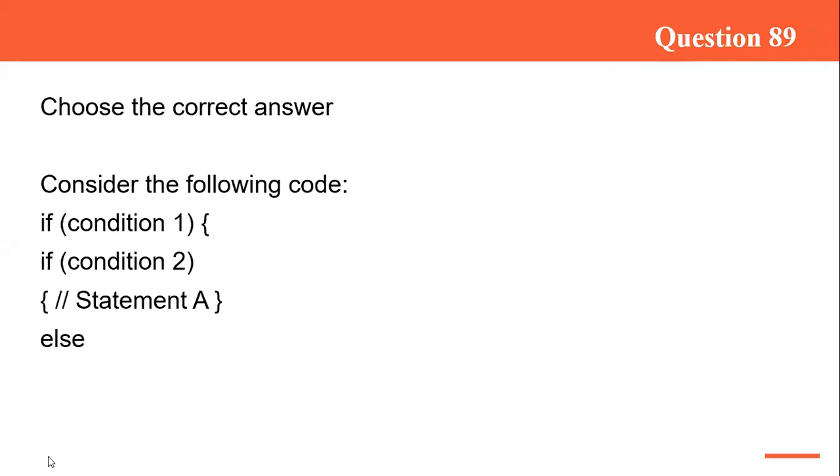Just see here. Tell me, for statement A, what all should be true? C1 should be true. C2 should be true. Okay, C1 T, C2 T. Do you agree, everyone? I hope this is clear. Yes or no? C1 should be true, C2 should be true. If these two are true, statement A will be executed. That's it. Now let us see the next one.